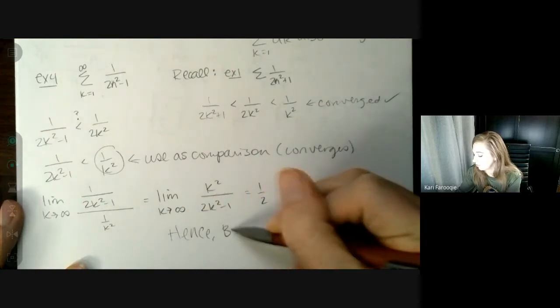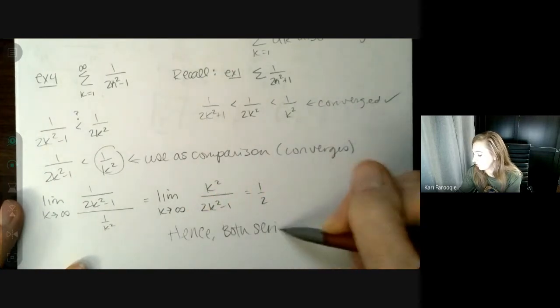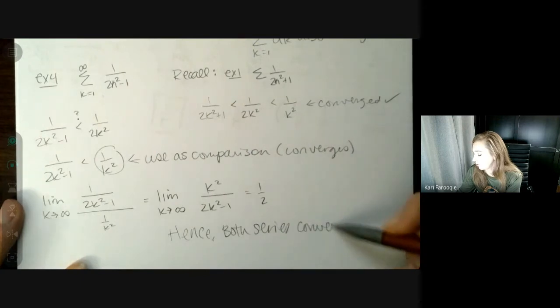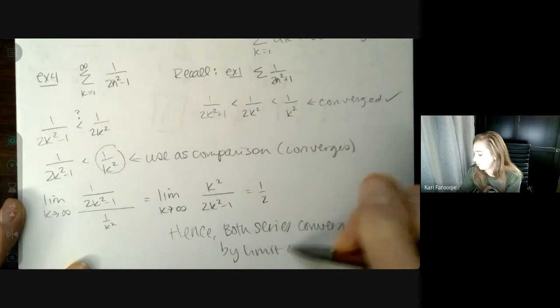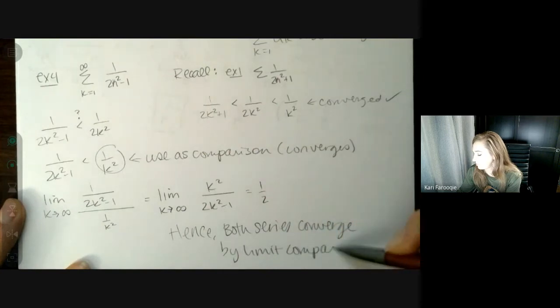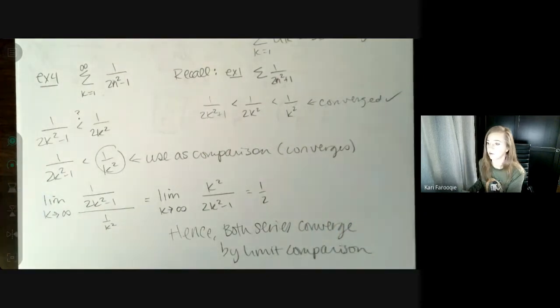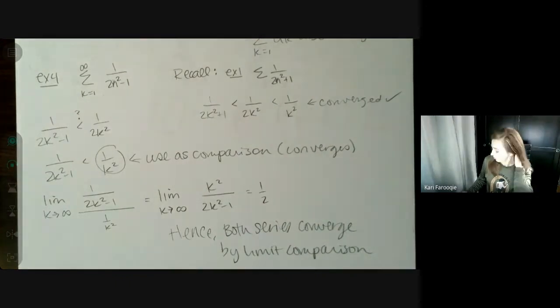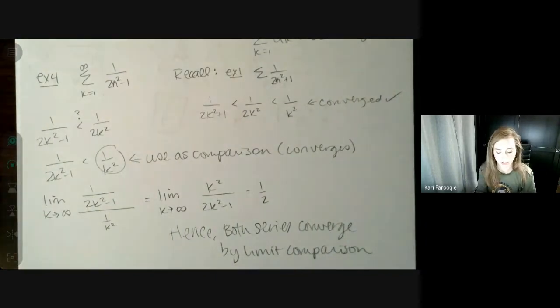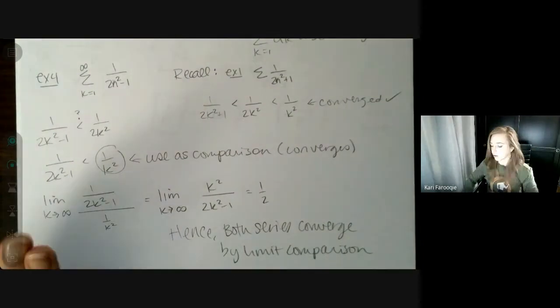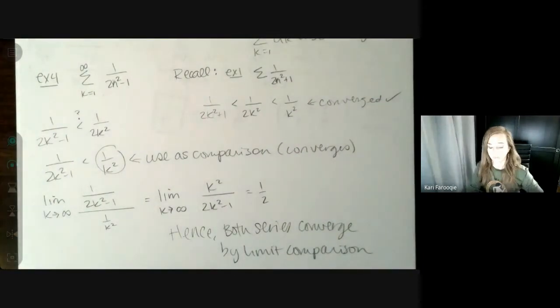So hence, both series converge by limit comparison. So notice that the limit comparison test is a completely different test than the direct comparison test that you were shown in the previous lecture. Are there any questions on example 4?